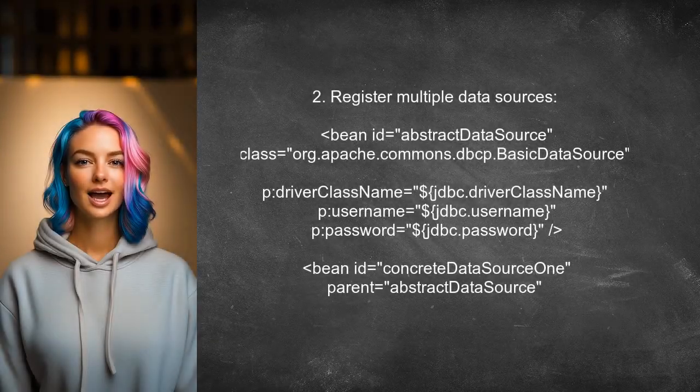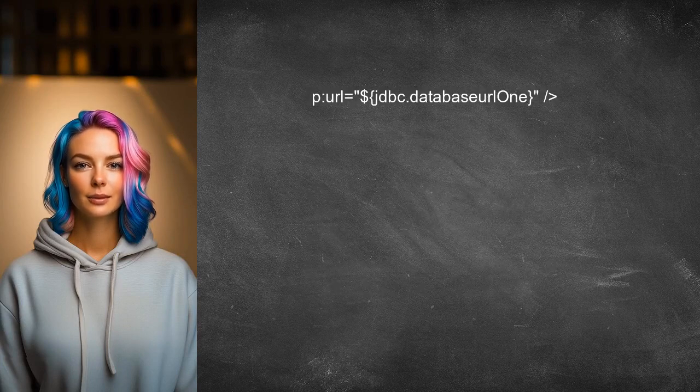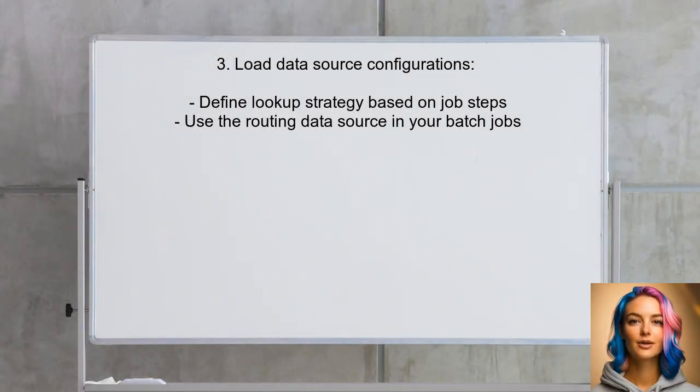Next, register your multiple data sources in your Spring configuration. You can define a base data source and then create specific data sources for each database, inheriting from the base configuration. Finally, consider how to load your data source configurations at startup and how to use these multiple data sources in your Spring Batch jobs. It's important to define a lookup strategy based on your job steps to route to the correct data source.